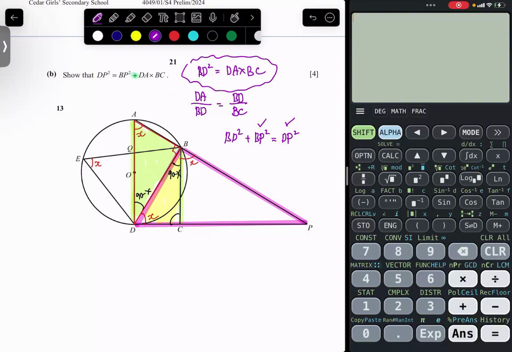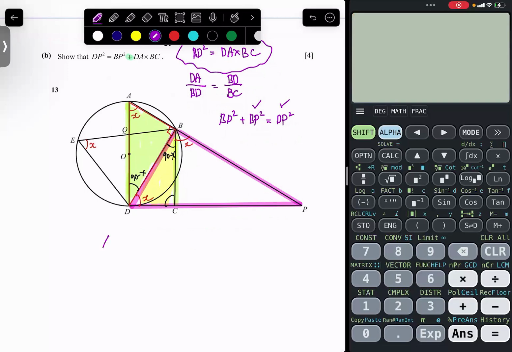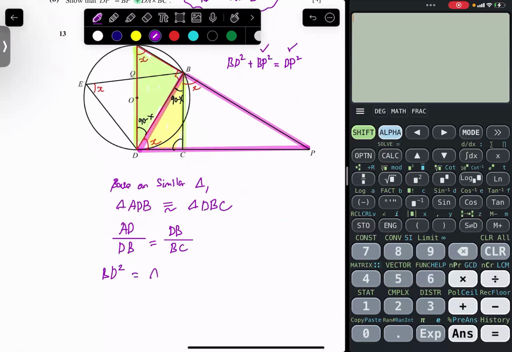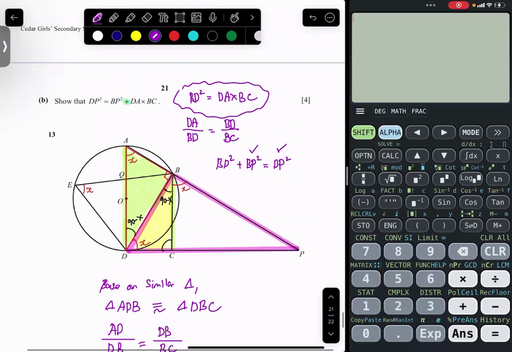We can also conclude that they are actually parallel, because it's 90 degrees, but that's not the main point. Let's do the similar triangle. Based on similar triangles, triangle ADB is similar to triangle BDC. So we have AD over BD equals DB over BC. So BD squared equals AD times BC, which is the condition down here.